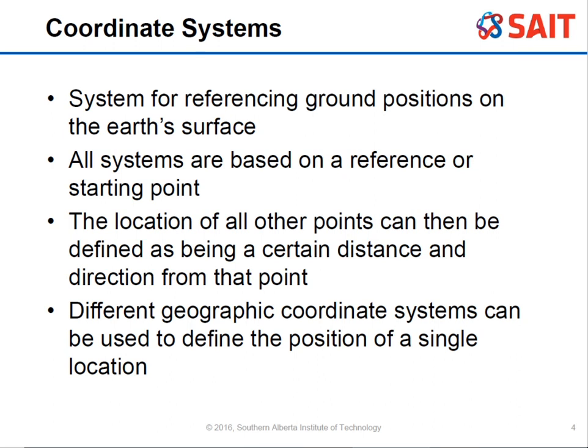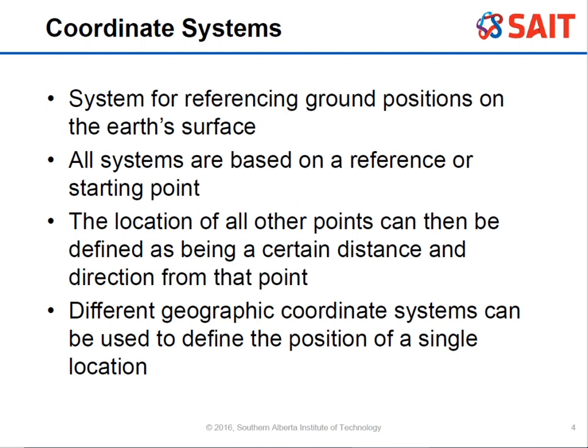So one of the basic things that we need to remember is how we can reference our data on the ground. The coordinate system is a system for referencing ground positions, and specifically on the Earth's surface. Unless you're mining, then you might be subsurface. And these systems have to have a starting point, which is also known as an origin. That reference point or starting point is the origin of the coordinate system. Then everything else can be determined by a distance and direction.